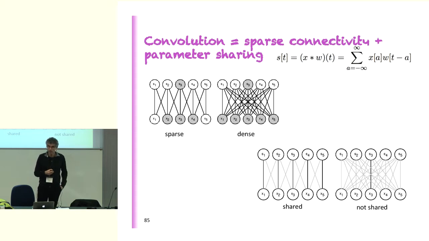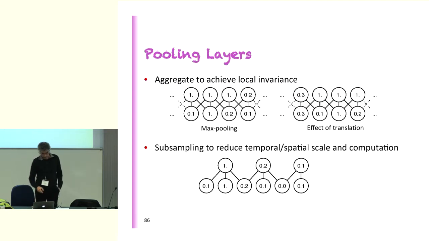Is this clear for everybody? Okay. So that's the convolution part. It has sparse connections and shared weights. The pooling part is that we're going to have layers that don't do a convolution, that do pooling.